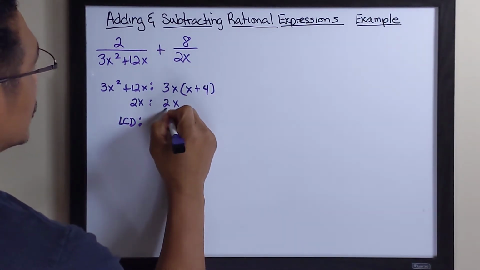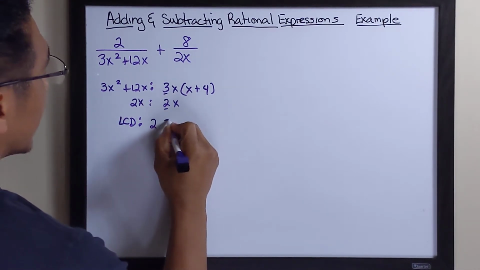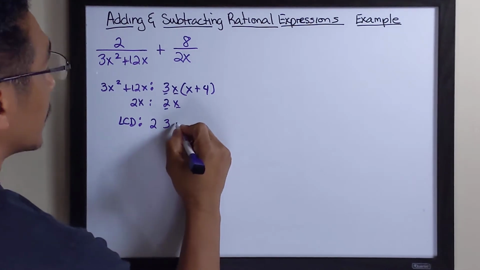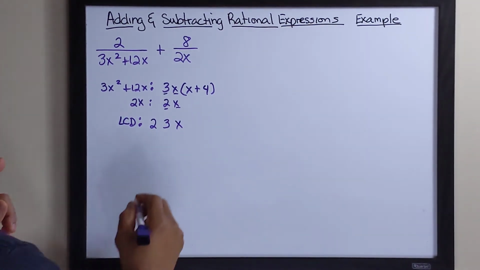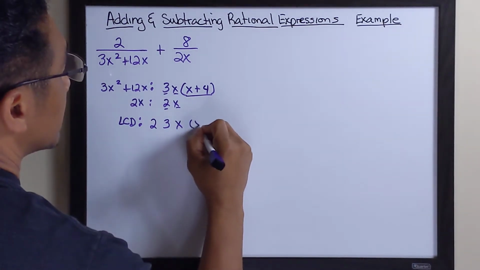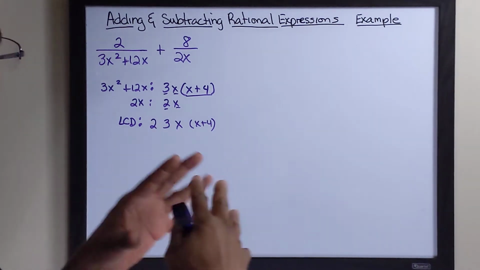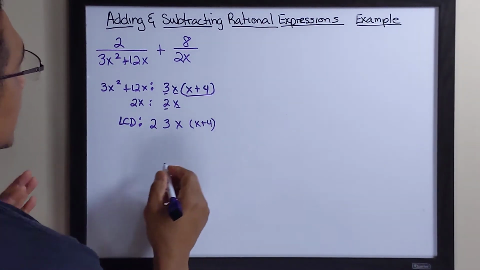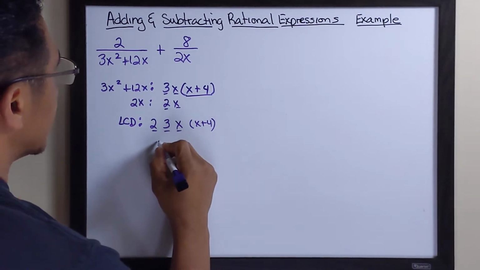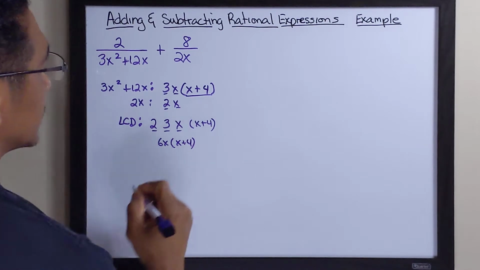So here we've got a 2. We write that down one time. We've got a 3. We write that down one time. And then we've got an x and an x, but once again, we only need to represent it one time. And then we've got an x plus 4, so that needs to be written one time. Anything in parentheses, consider it as one factor. So now, our least common denominator, if we multiply 2 times 3 times x, we'll get 6x, and x plus 4.